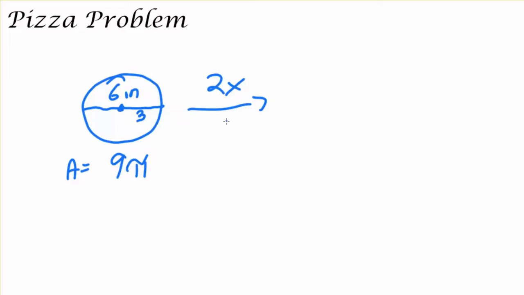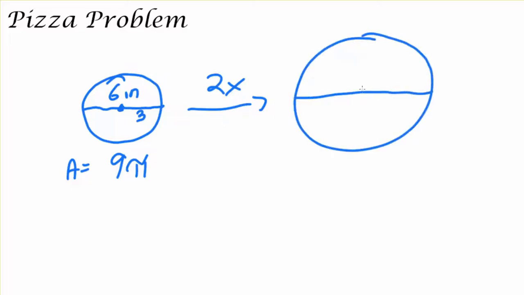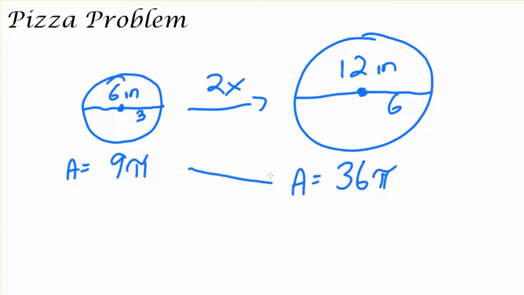Now, if I'm going to double the diameter of this pizza, and let's say get a large pizza, my diameter is going to go from 6 to 12. Now what's going to happen to the area? My radius is 6, so the area of my new, much larger pizza with a double diameter will be 36 pi. Now it's easy to see the relationship between 9 and 36 is times 4. So even though I doubled the diameter of my pizza, my area was once again quadrupled.